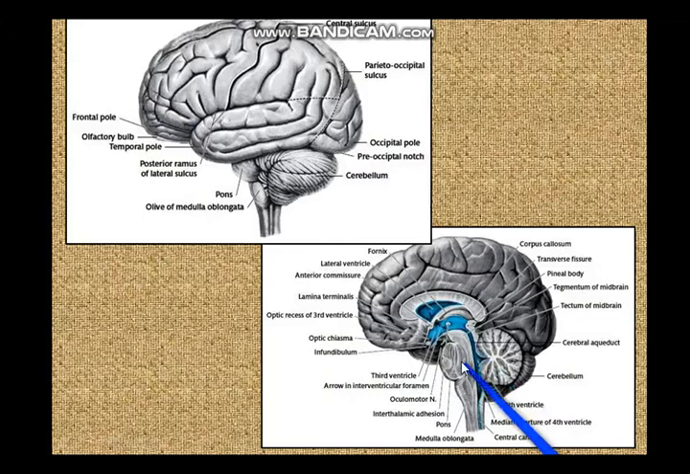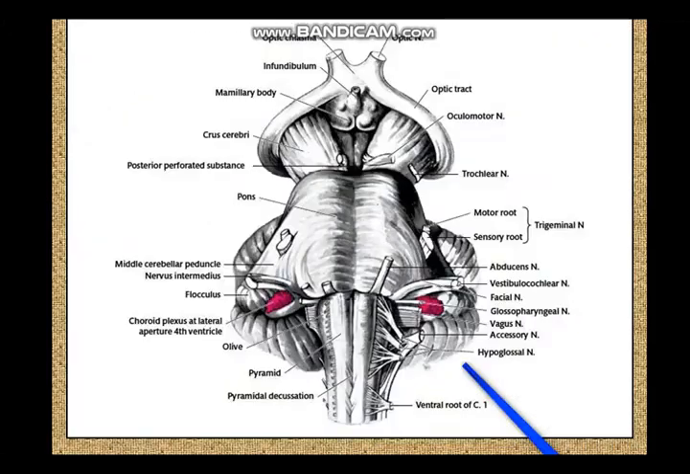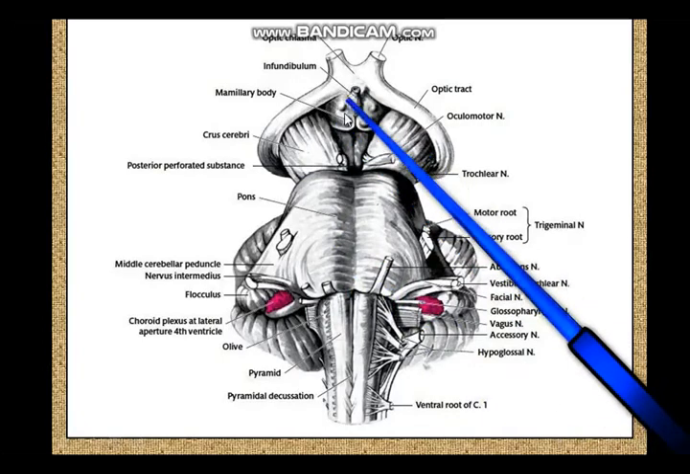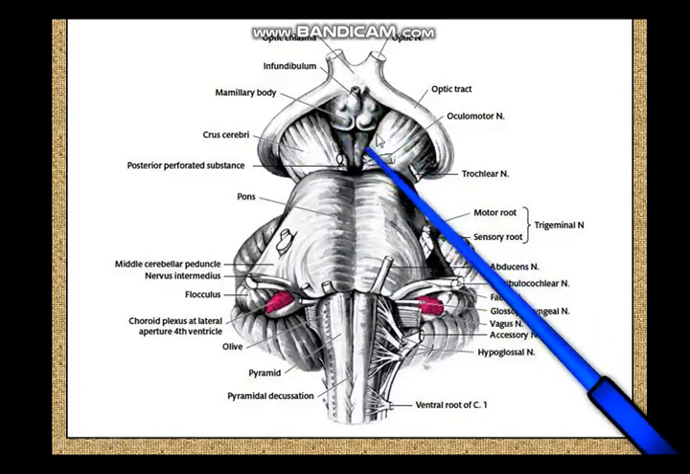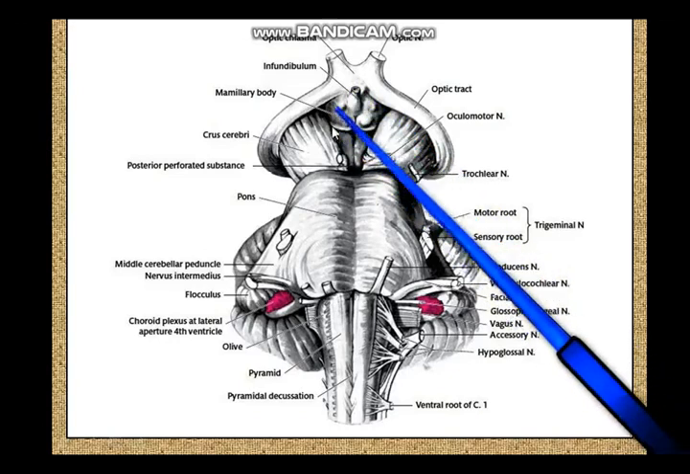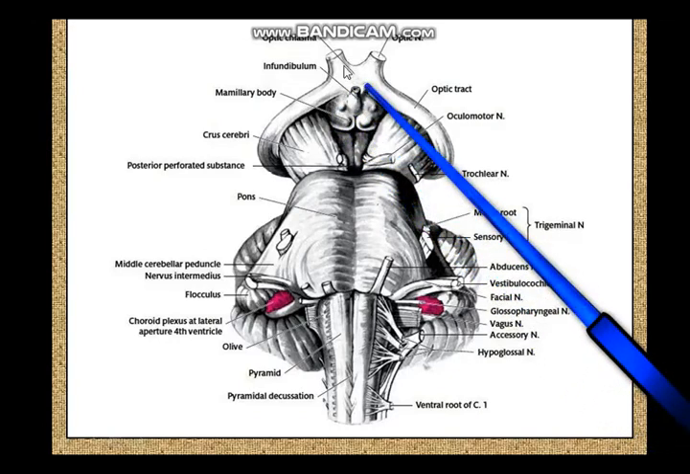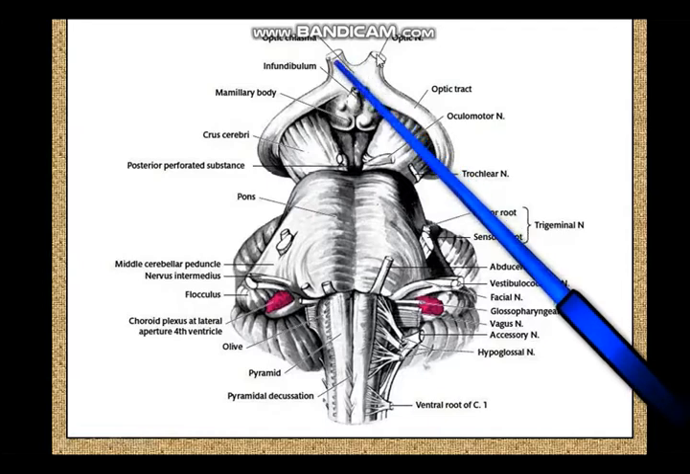So now let us take a look at a larger view. Here you have the anterior surface or the ventral surface of the brain stem. Not only that, in addition you have a part of the diencephalon, that is, a part of the base of the brain here. Now let's take a look at these structures in sequence.